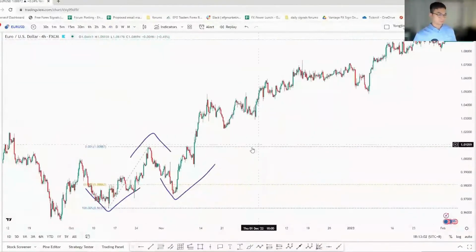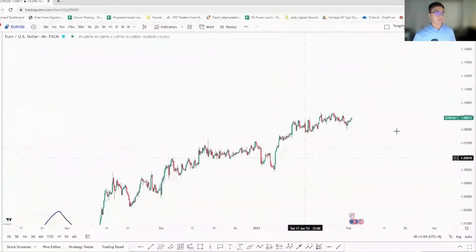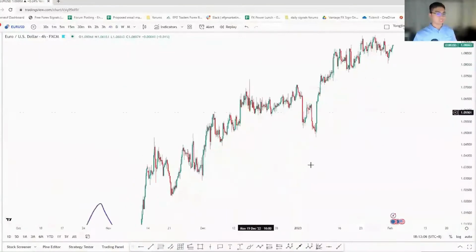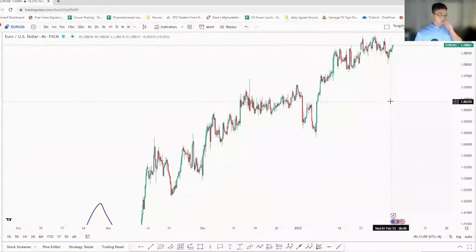All right. So let me find a clear-cut one. There isn't anything clear at the moment that we can actually draw out.